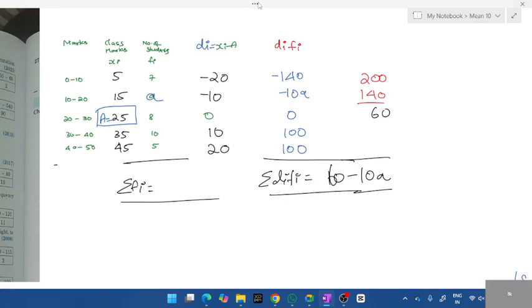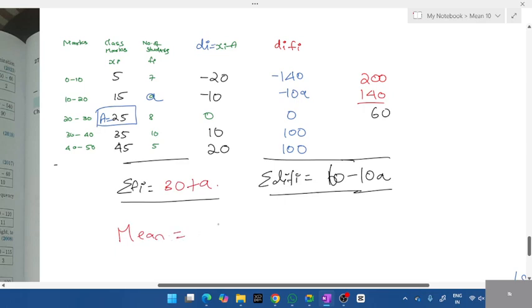Yeah. And look at the questions carefully. It is A, not number. There's some alphabet given. So 7 plus 8, 15, 20, 30 plus A. Now tell me mean value. Mean formula, students. Mean is equals to, what is the assumed value? 25 plus 60 minus 10A divided by 30 plus A.